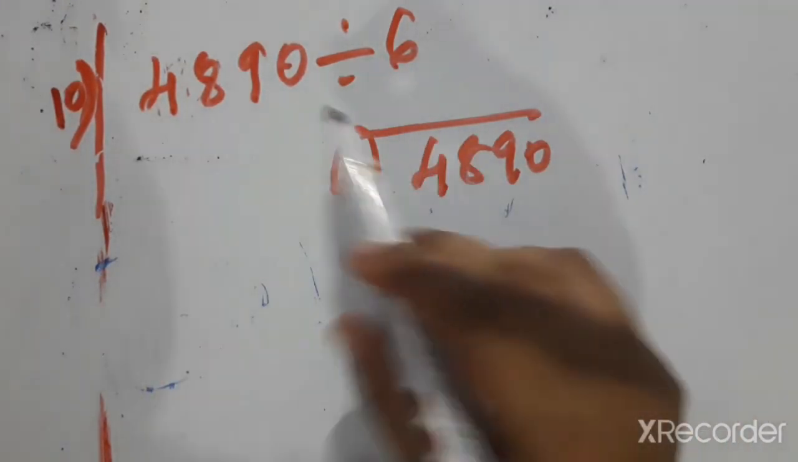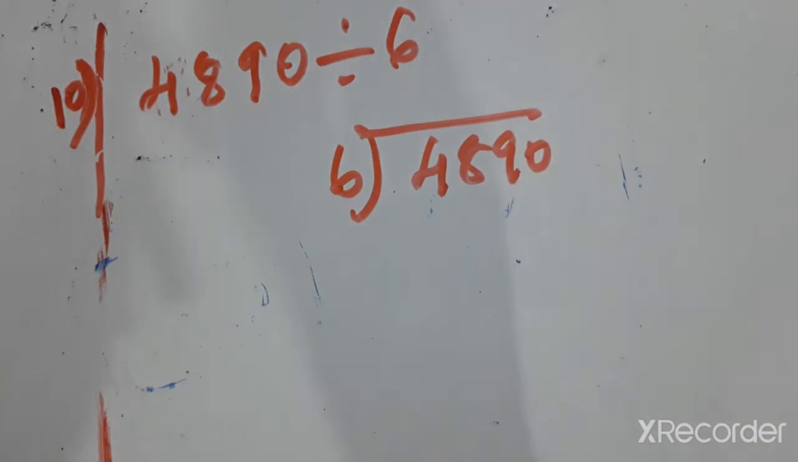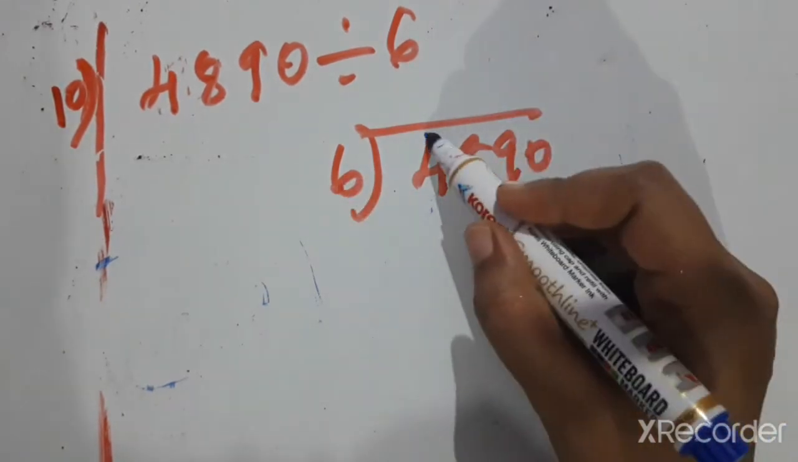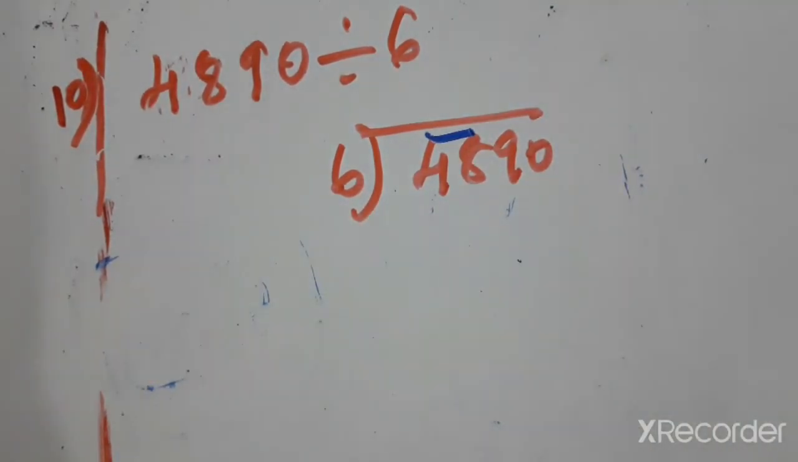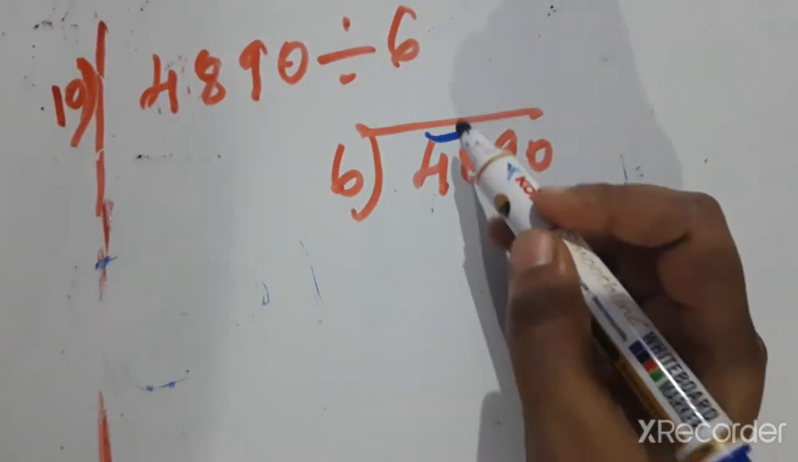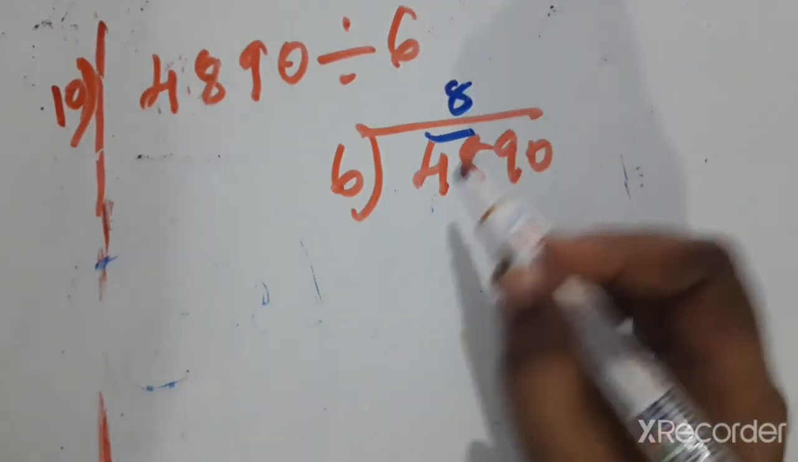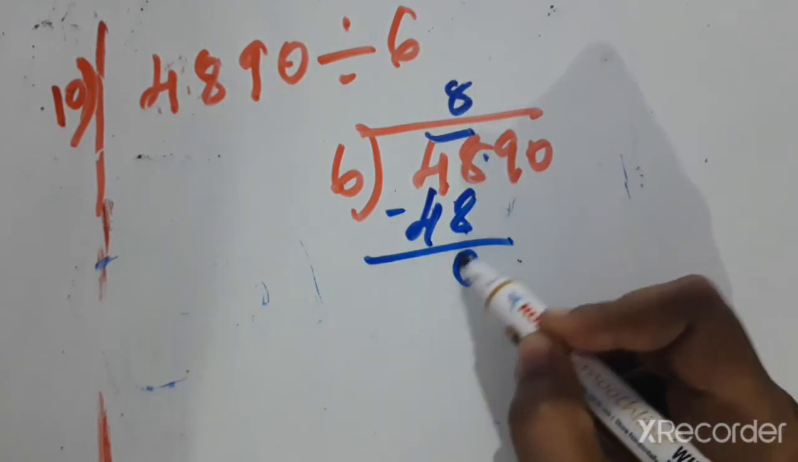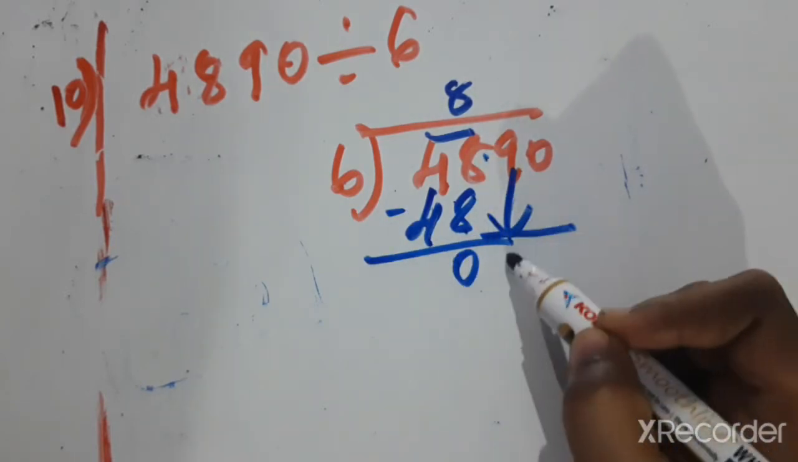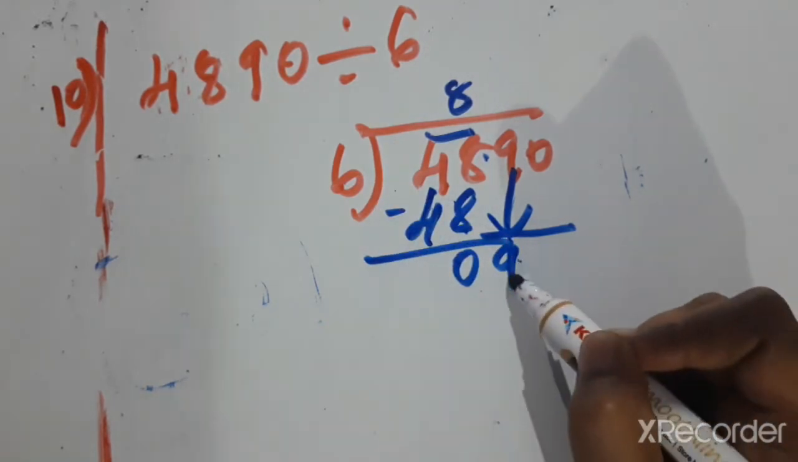Now next question, 4890 divided by 6. Whether we can consider one number 4? No, because 4 is less than 6. So we have to take two numbers, that is 48. 6 how much is 48? We are getting an exact number. 6 8s are 48. 48 minus 48 is 0. Now bring one number down, that is 9. 6 how much is nearer to 9?